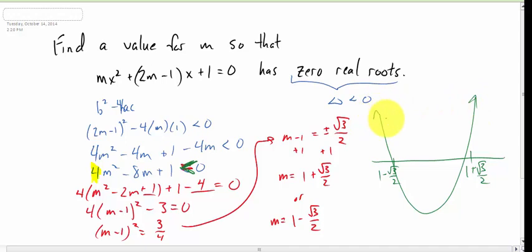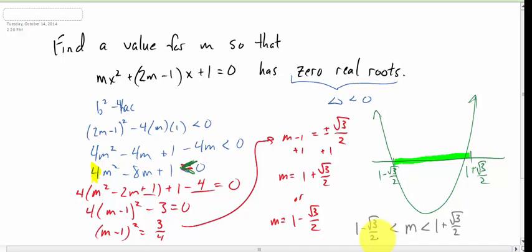Where is that quadratic less than 0? Well, everything in between. So our solution to this problem would be any m value that is between (1 minus the square root of 3) over 2 and (1 plus the square root of 3) over 2. Any of those m values will give us 0 real solutions.